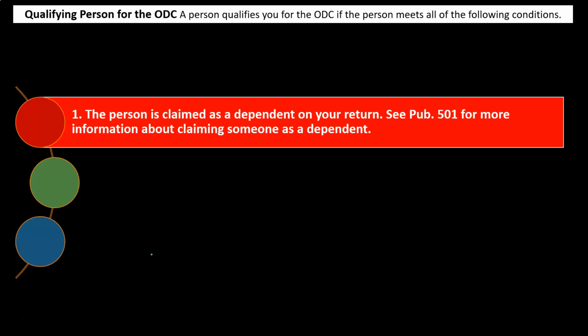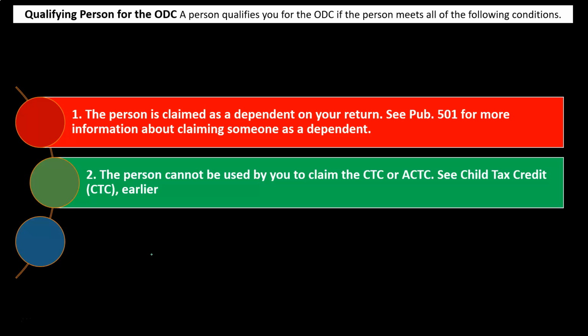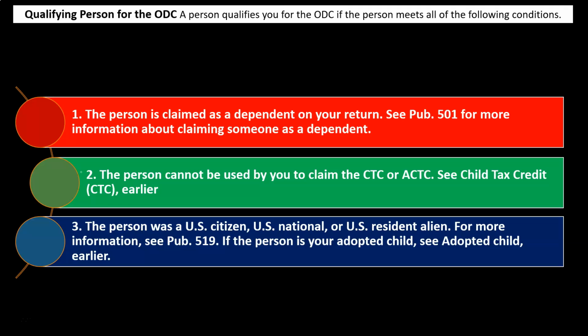So 1, the person is claimed as a dependent on your return. See Publication 501 for more information about claiming someone as a dependent. We talked about claiming someone as a dependent in a prior presentation, so you can take a look at that. And then 2, the person cannot be used by you to claim the CTC or ACTC, see child tax credit earlier. So notice one of the things that has to be here for the ODC is that they're not a qualifying child, meaning you didn't take the CTC, the child tax credit. You can't take both. And then 3, the person was a U.S. citizen, U.S. national, or U.S. resident alien. For more information, you can see Publication 519. If the person is your adopted child, you can also see the adopted child earlier.